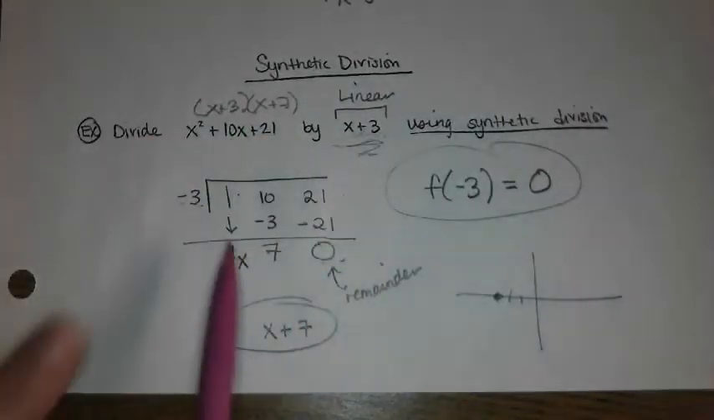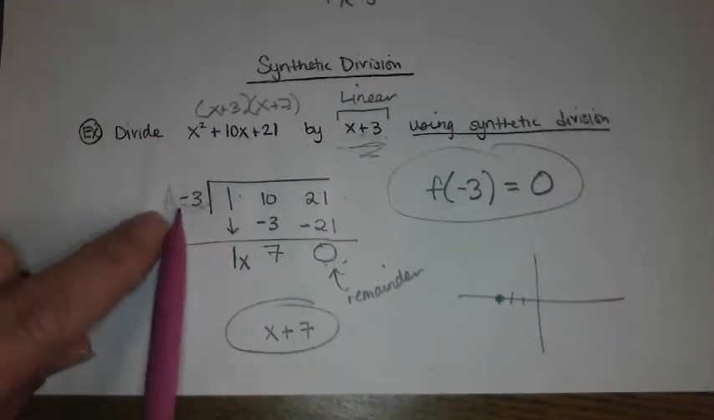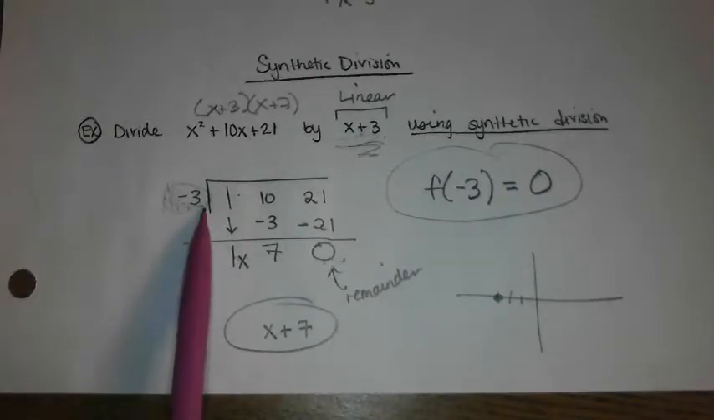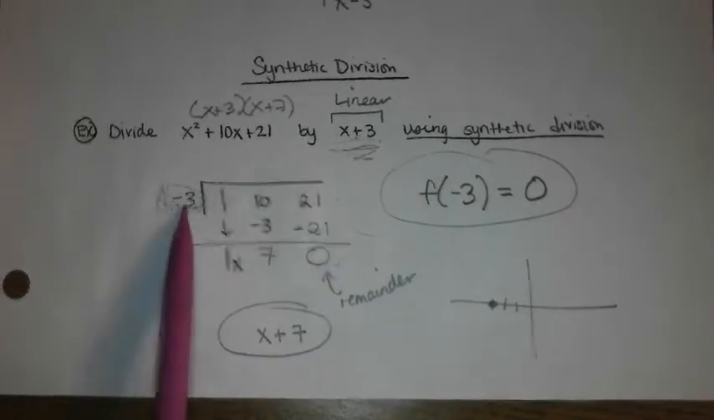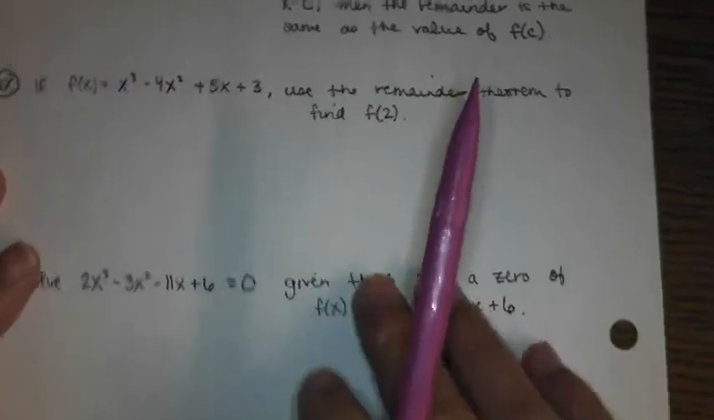Okay? So when you divide out a factor, I always called it a potential root, because you don't know if it is truly a root unless you get a remainder of 0. But f of that number will give you your remainder. And you did that last year. Okay? Does that sound familiar? Remainder theorem.